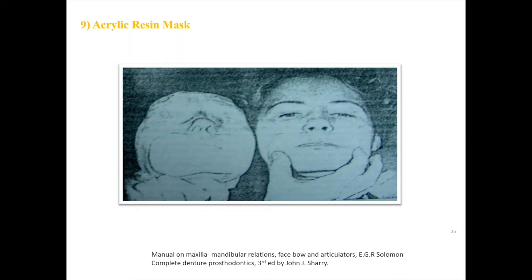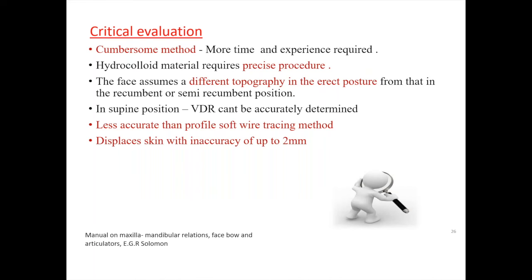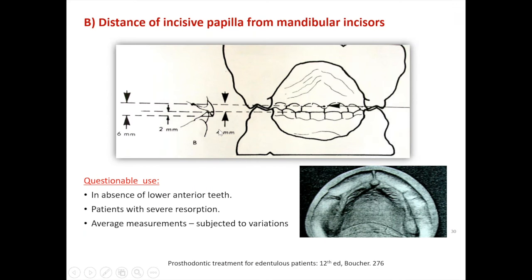Coming to the distance from incisive papilla to the mandibular incisors, here the distance is measured from incisive papilla to the mandibular incisors. So first we have Niswonger's method, which was based on the concept that the mandible moves 3 millimeters upward from the rest position to the centric occlusal position. It's simple, accurate, and most commonly used.